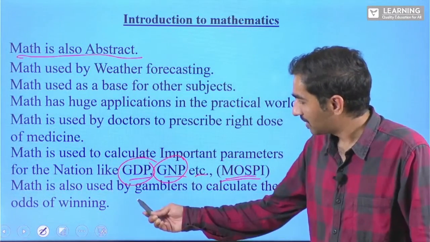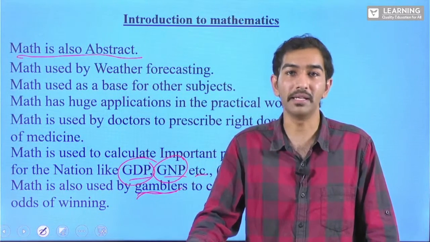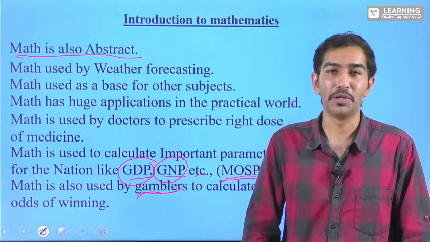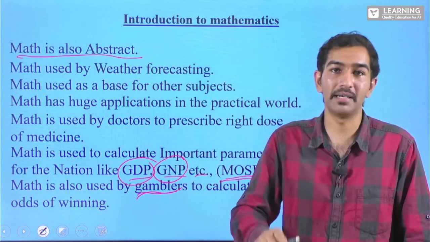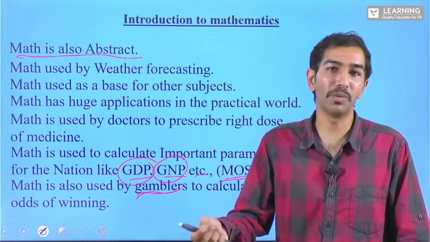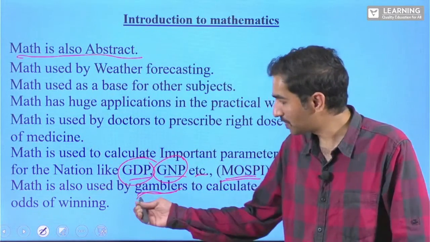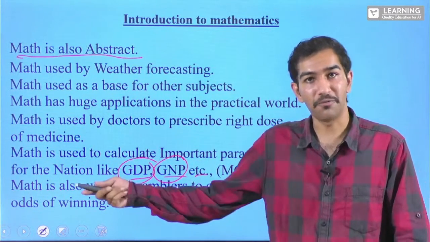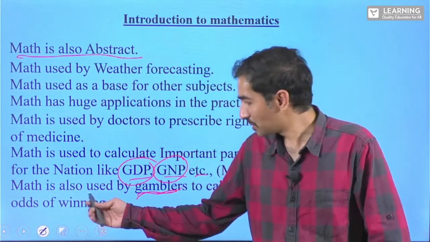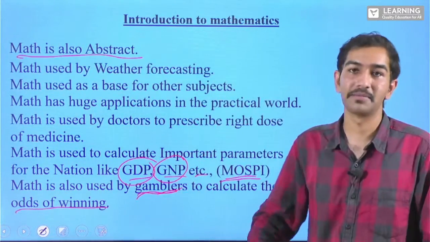Math is also used by gamblers. What is the meaning of gamblers? Those who bet money and play games. For example, Teen Patti, 32 cards, Andar Bahar. All these are games where they bet money and win the amount, and they also lose the amount. So math is also used by gamblers. Which topic of mathematics is used there? Of course, probability. It is used by gamblers to calculate the odds of winning.